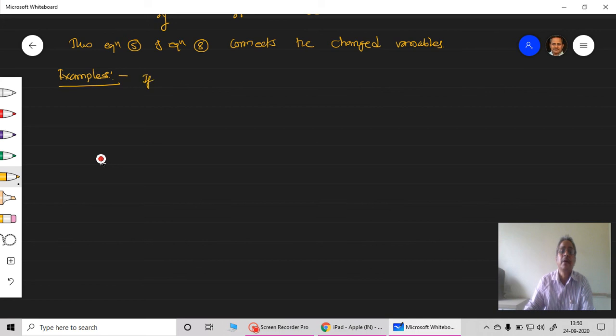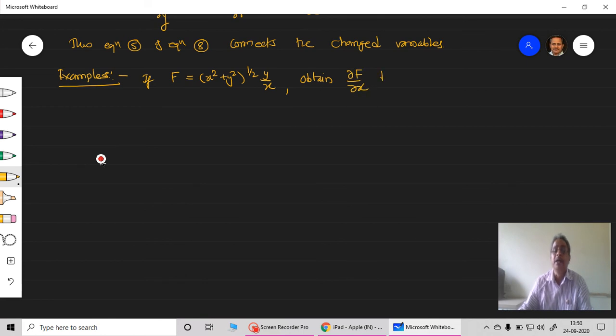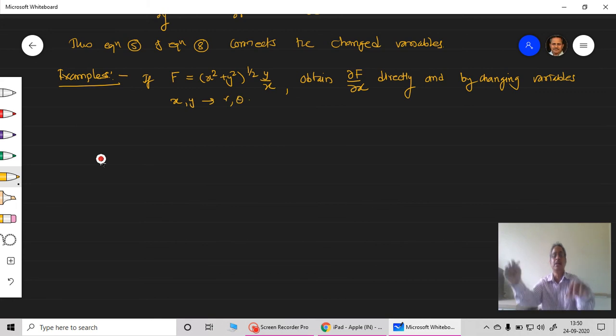If this capital F is a function which is given to be (x square plus y square) raised to half into y upon x, this is a function given, obtain partial differentiation ∂F/∂x directly, that means by the usual method, directly, and by changing variables, x y to r theta, we have to change this variable, and let's get the solution of this problem.